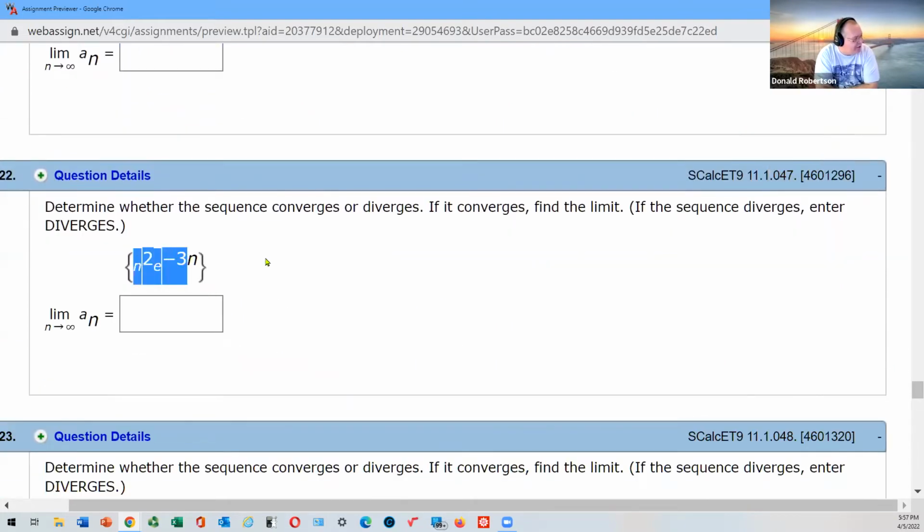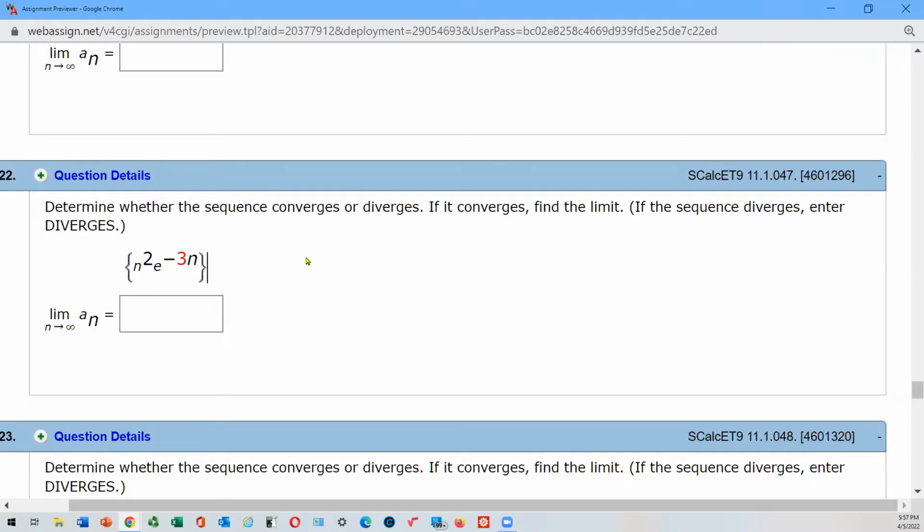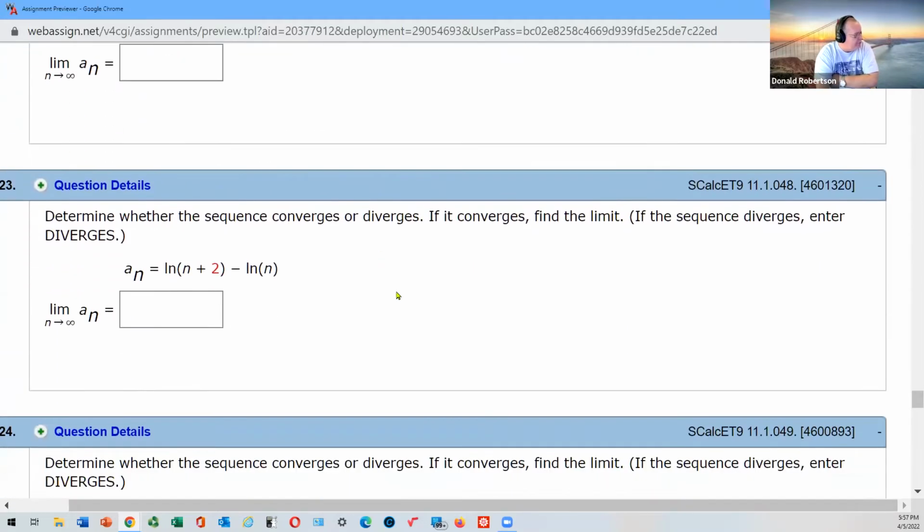This guy here. Any suggestions for the method? This is still the L'Hopital rule. Yeah. Wouldn't you just have to rewrite it as n squared on the top over e to the positive 3n on the bottom? And if you did a couple of L'Hopitals, the answer I believe would be 0.